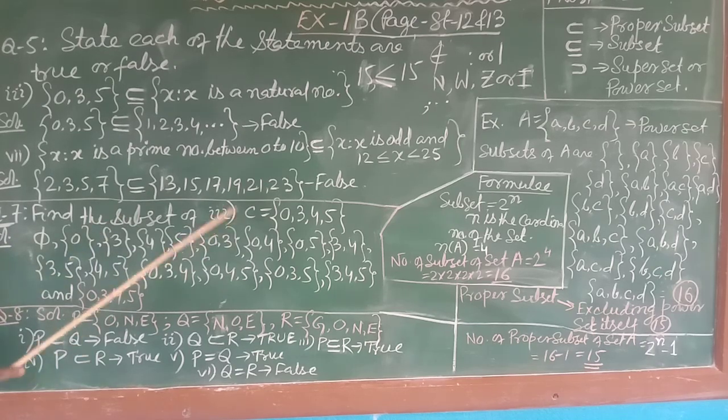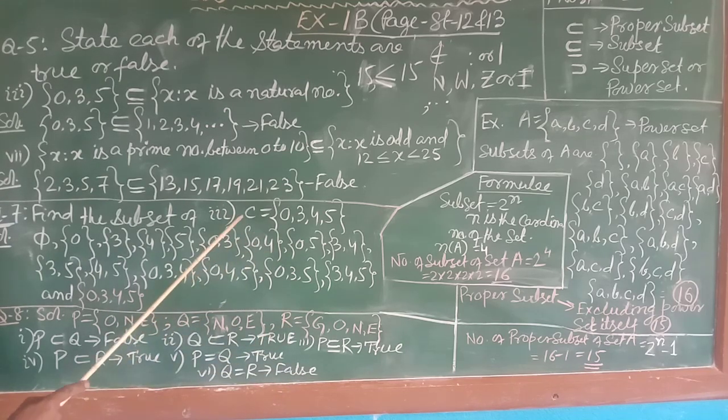Find the subsets. Now you see, I will tell you how to once again find the number of subsets with a 4-member set. C is a set. I have not taken the other 2. Question number 6 I have not taken because you children will be able to solve. If not, I will send as homework. Now, see these are the 4 elements: 0, 3, 4 and 5.